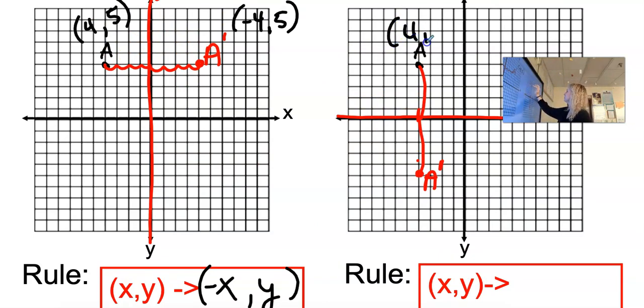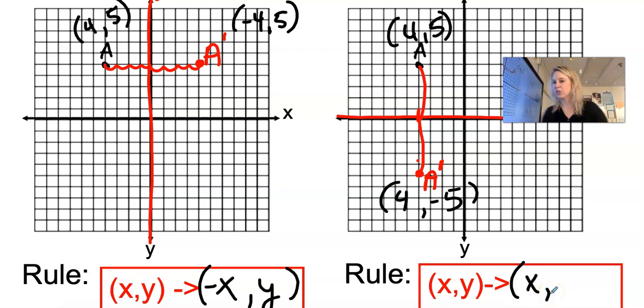Same thing over here. A was at 4, 5. Same point from before, but my A point still was in line at 4, but dropped down to -5. This is similar but different. My x's did not change, so my x will go to an x. But my y's became opposites of each other, so -y. These are the fancy rules if you want to memorize them. That will help you answer problems quicker, or you can be a visual person and count. It's up to you. Those are the most common ways, reflecting over the x-axis and the y-axis.